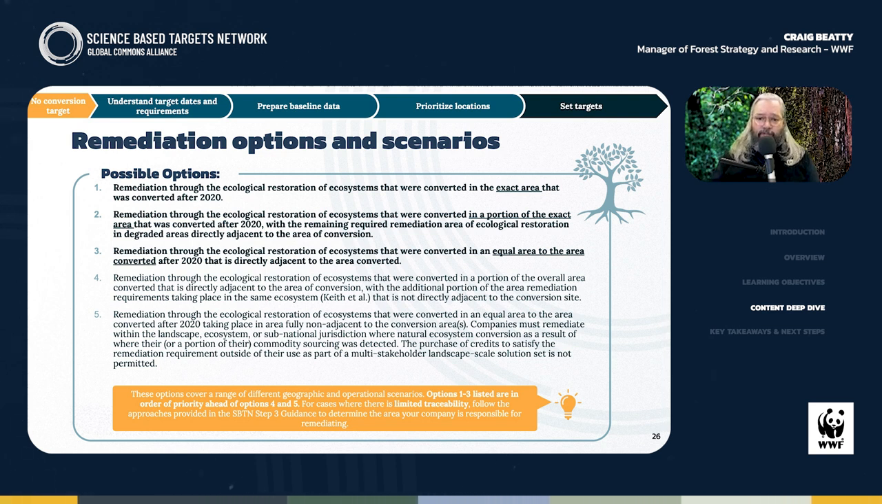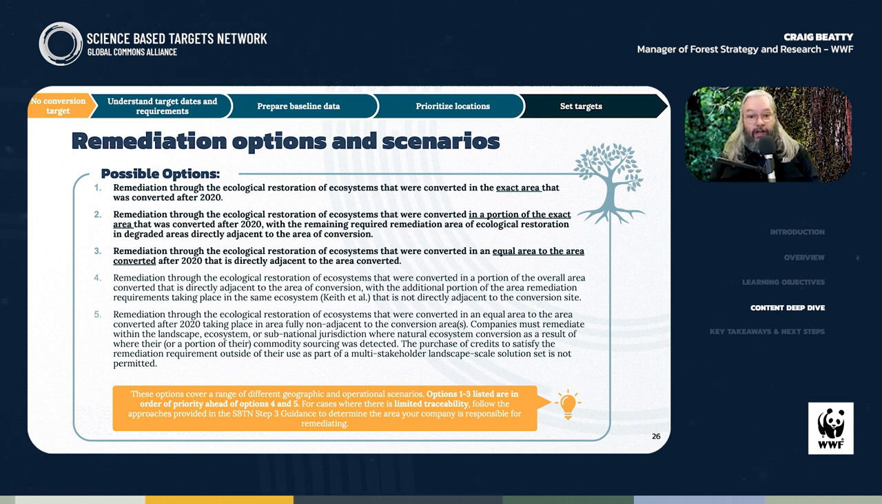The key distinction across the first 3 options is that the first focuses on remediation through the ecological restoration of ecosystems that were converted in the exact area that was converted after 2020. Whereas the second best option focuses on a portion of the exact area that was converted after 2020, with the remaining required remediation area of ecological restoration in degraded areas directly adjacent to the area of conversion. And the third alternative focuses on an equal area to the area converted after 2020 that is directly adjacent to the area that was converted.